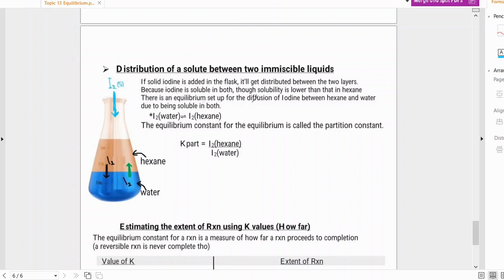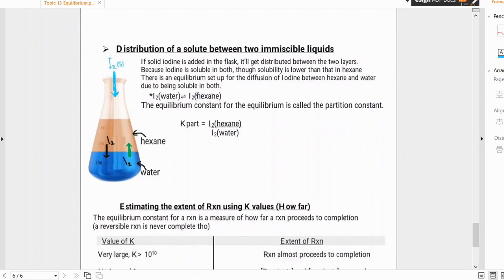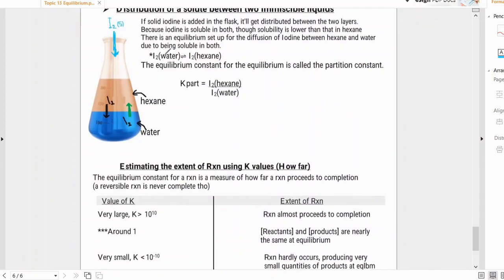There is an equilibrium set up for the diffusion, the physical process, of iodine between hexane and water due to being soluble in both. So for this equation, not a chemical equation but a physical one, the equilibrium constant for this equilibrium is called the partition constant, just a fancy name. Concentration of product in the numerator, concentration of reactant in the denominator. No stoichiometric coefficient, 1 doesn't matter. I should have probably written it like this, but you get the idea.